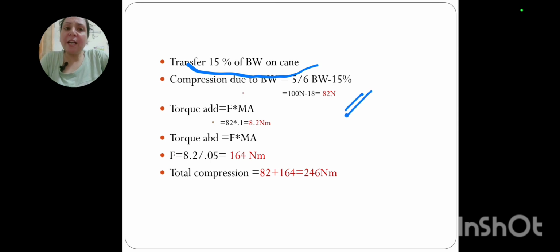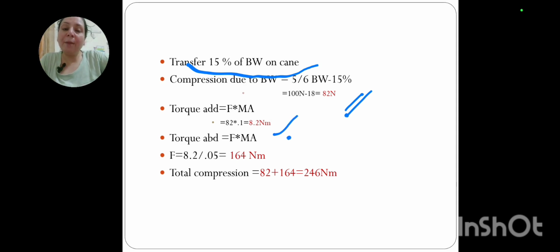Now we have to see the adductor torque. The adductor torque is the same: the force, that is 82 Newton, which is the weight passing through the hip, and the moment arm which is 0.1 meter. Fine, we are not taking the trunk movement into consideration here. Normally the moment arm of the adductor muscle was 0.1, or 10 centimeter, so 0.1 meter, so it came out to be 8.2 Newton meter.